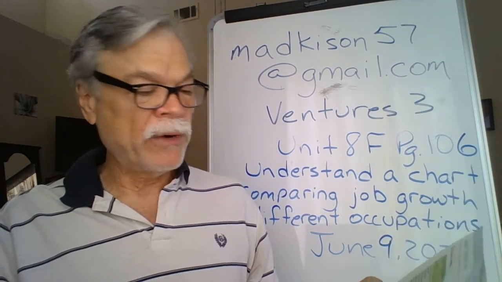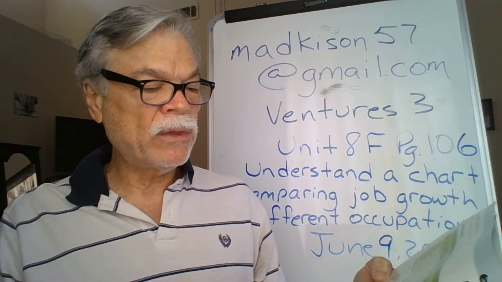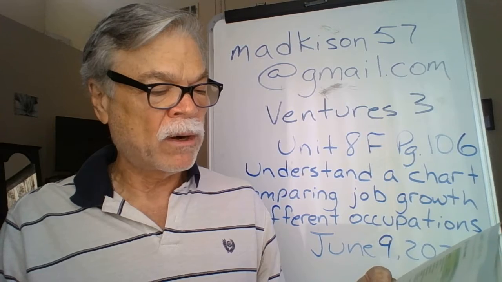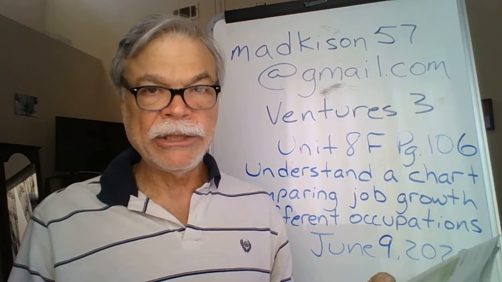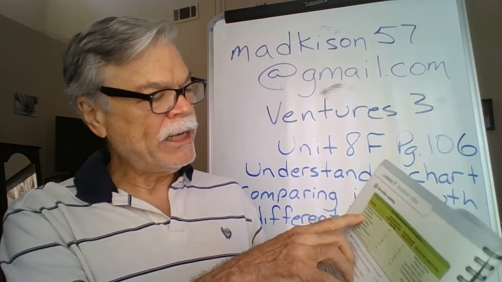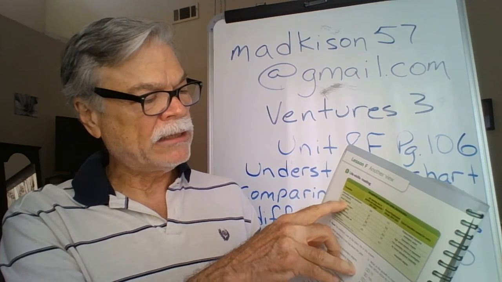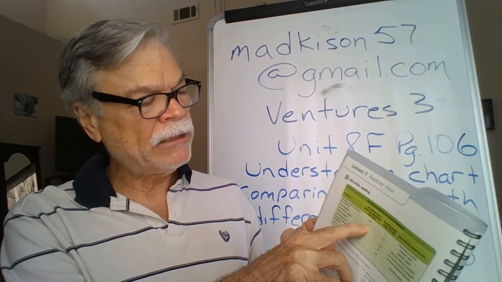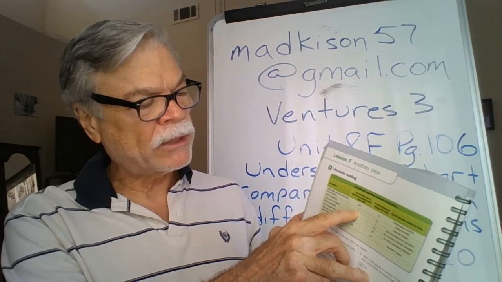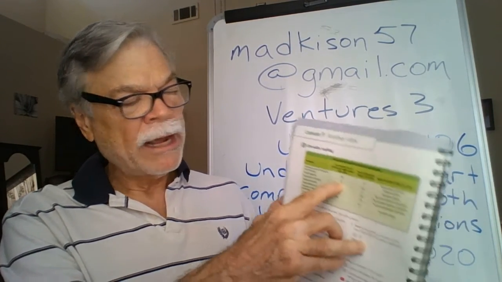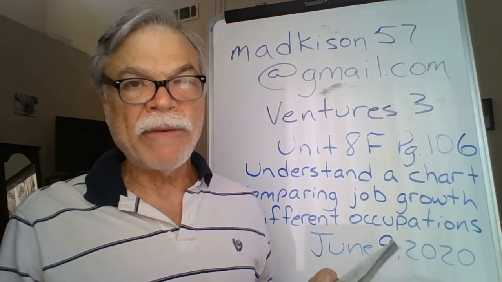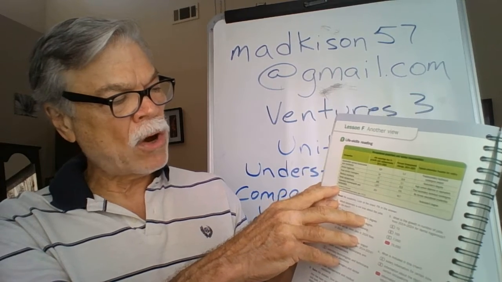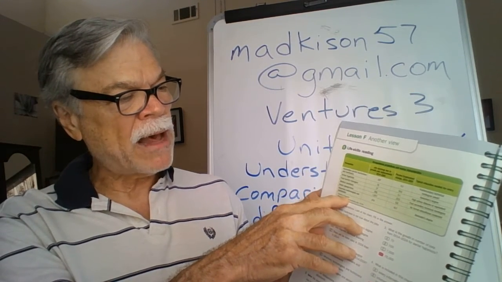Let's go to Part 3. It says, what is the growth in number of jobs from 2014 to 2024 for dental hygienists? So what we need to do is go to the dental hygienist row and look across to see how many jobs were created from 2014 to 2024, and it says 70. So that means 70,000, because down here next to the star, it says numbers in thousands.